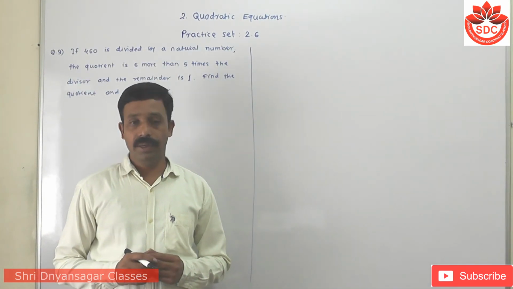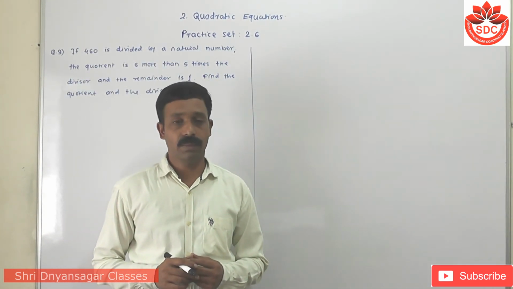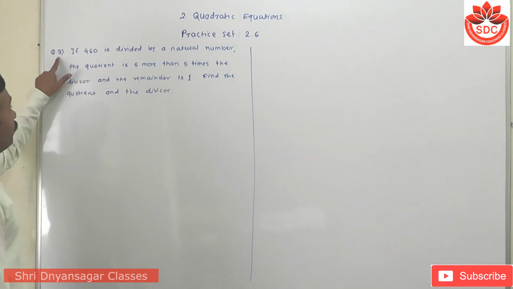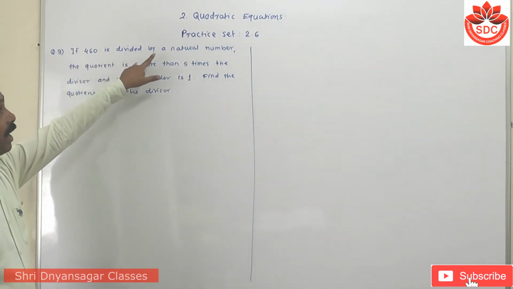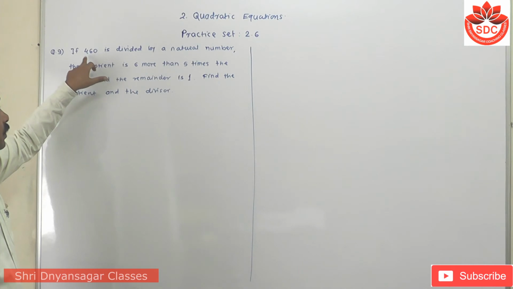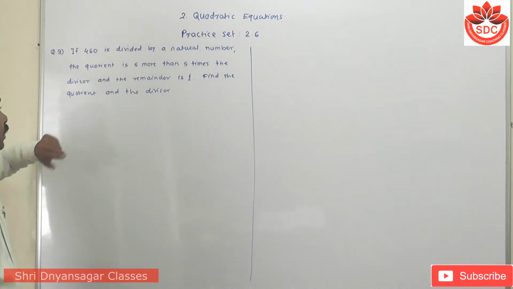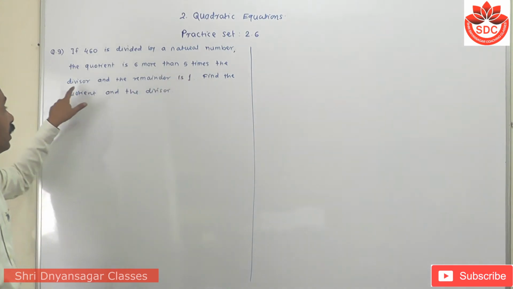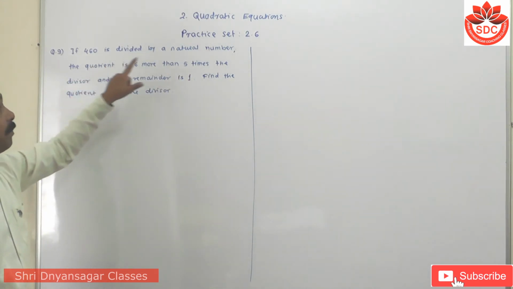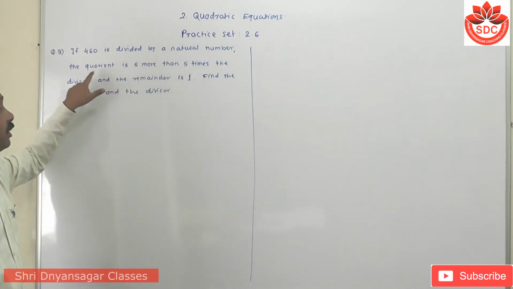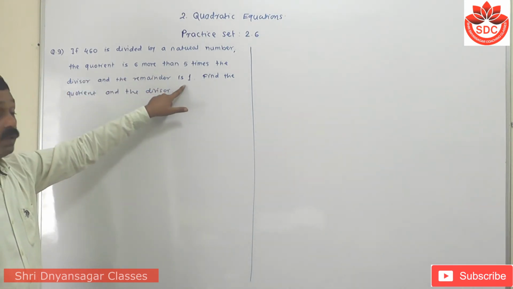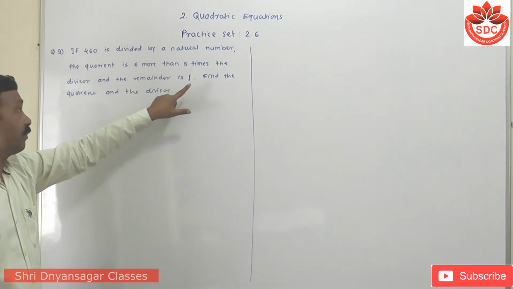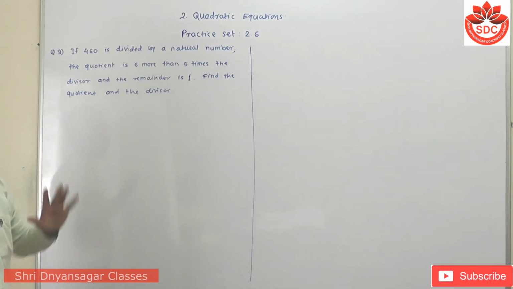Student, very important question. Next question, question number 9. If 460 is divided by a natural number, म्हणजे 460 ला natural number ने divide केलं, then the quotient is 6 more than 5 times the divisor. म्हणजे divisor च्या 5 पटीपेक्षा 6 ने quotient काय मोठा आहे. At that time the remainder is 1, तेव्हा बाकी 1 येते. Find the quotient and the divisor.